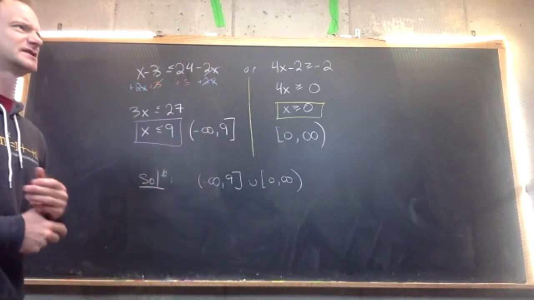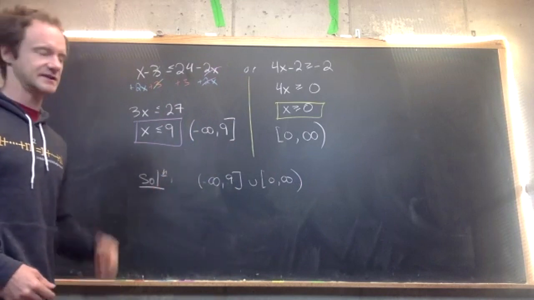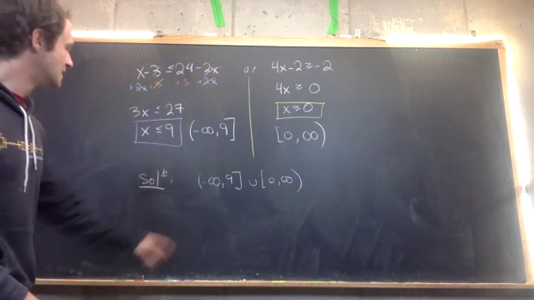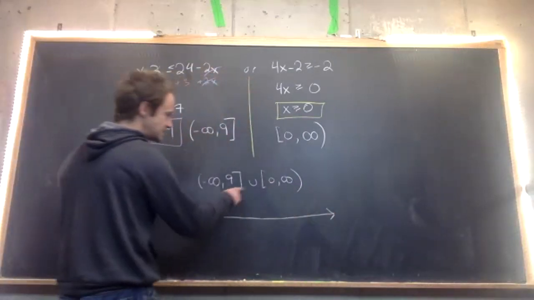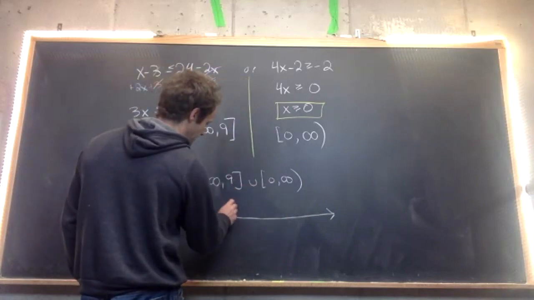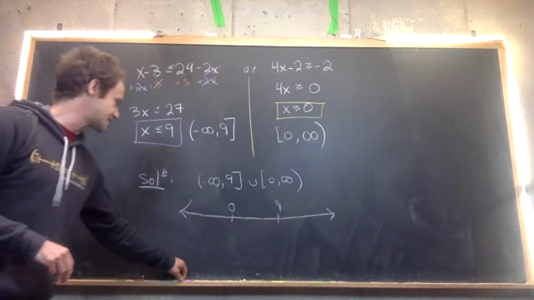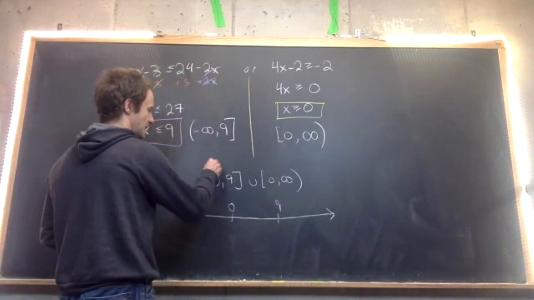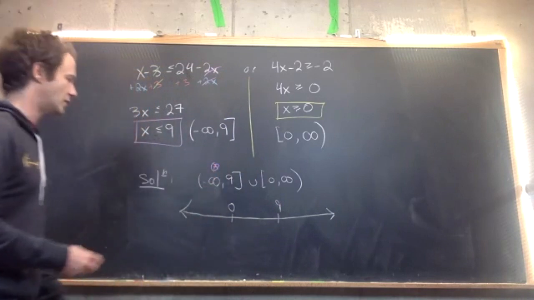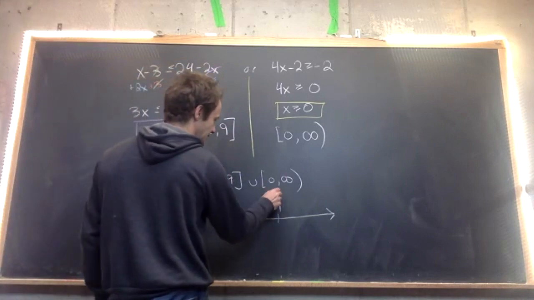This is the sort of stuff that we did in the first couple of days, but we're coming back to it over and over again so that we'll have more practice. So that's what we'll do. Let's make a number line. Notice 0 and 9 are important points on the number line. Let's graph this one in purple. That's going to be everything from minus infinity to 9, including 9.